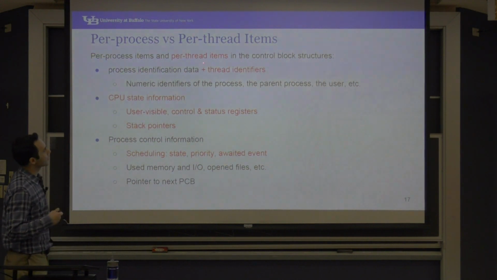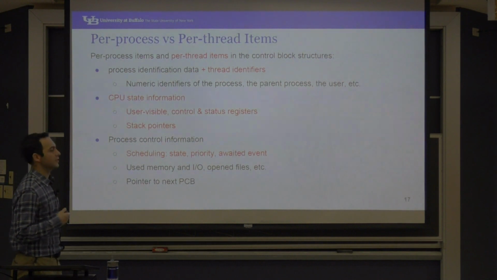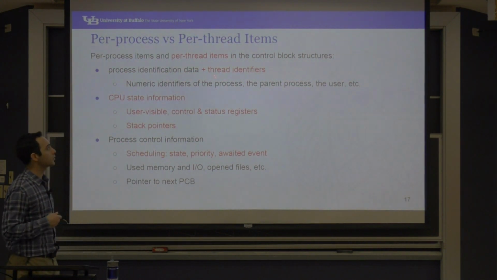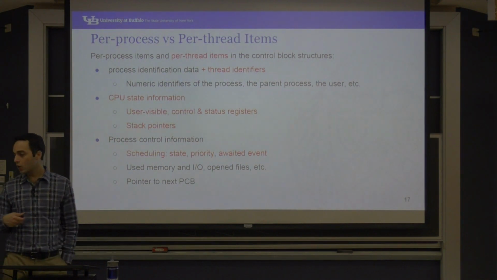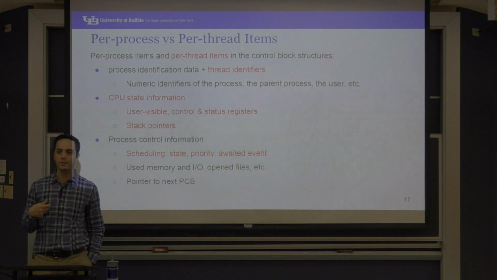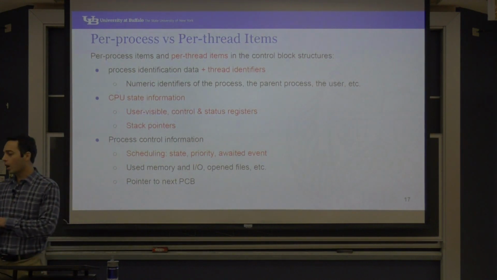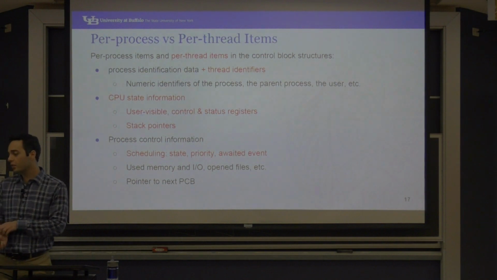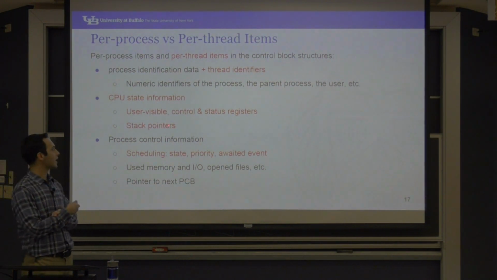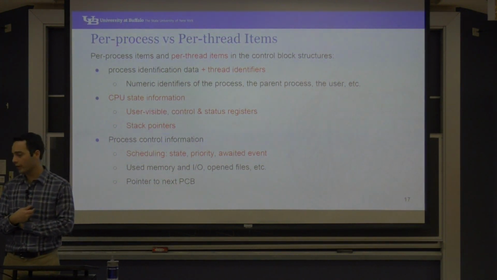They're colored in red. So the process identification stays the same, right? Because we still have one process. But there are also thread identifiers, so the thread identifier is per thread. Each thread also gets its own ID. Now, CPU state information, in terms of registers, stack, and everything, is also per thread. It's not just per process.